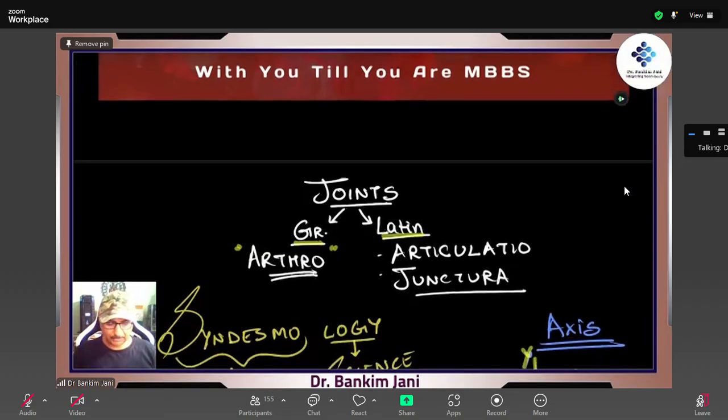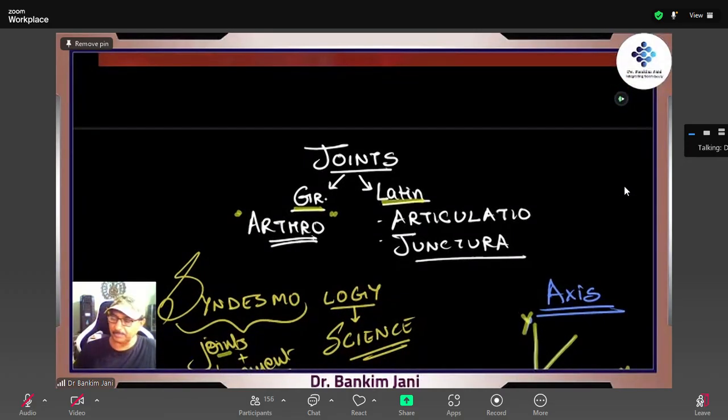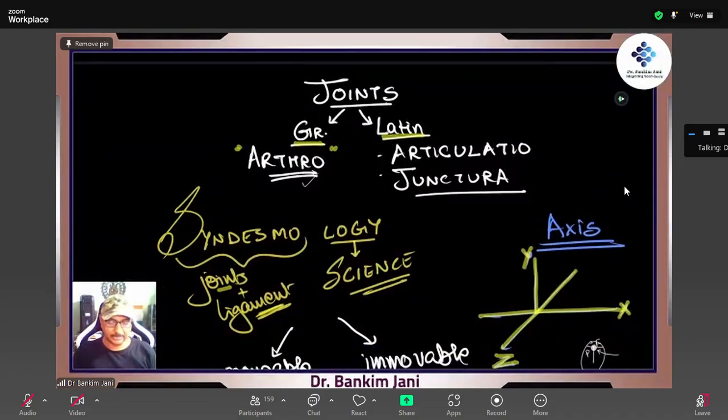Chalo, let's start with our today's session. This is joint. We are talking about the joints. In Greek it is called arthros, and in Latin it is articulatio or junctura. So that is the meaning. And these are the words which we'll be using very frequently as we proceed.